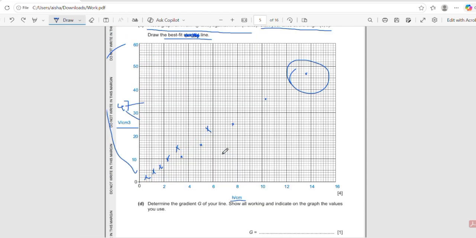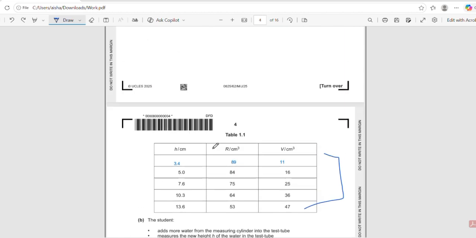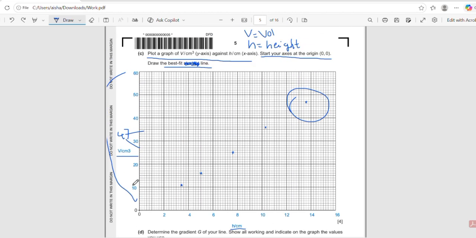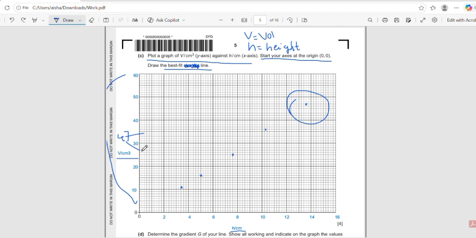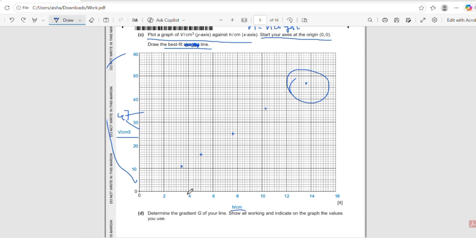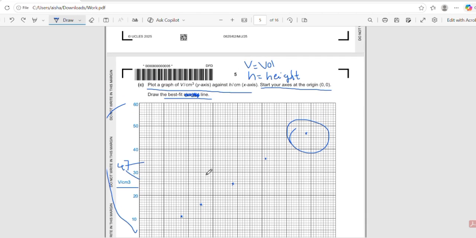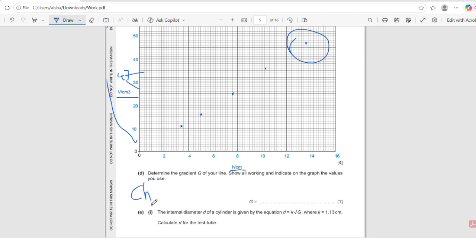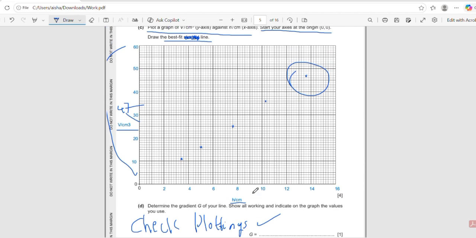Okay, choose a suitable scale. For example, the maximum is 47, so you can choose a scale like 10, 20, 30, 40, 50, 60. It covers more than half the grid, so it's fine. Then you plot the points. It's also really important to check the plottings again. When you're done, check the plottings. You should have extra time for checking, because it's really important.